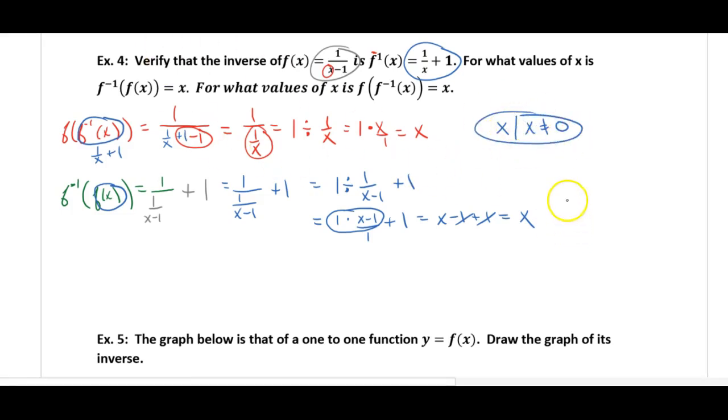Now for the second part, we're going to say x such that x, if I look here, what can this not equal? Well, we cannot have that denominator equal 0. Therefore, x such that x cannot equal 1 here. All right, so when we talk about for what values of x this holds, it's every value except when x is equal to 0 or x is equal to 1. So we cannot have those as part of our domain. Okay?